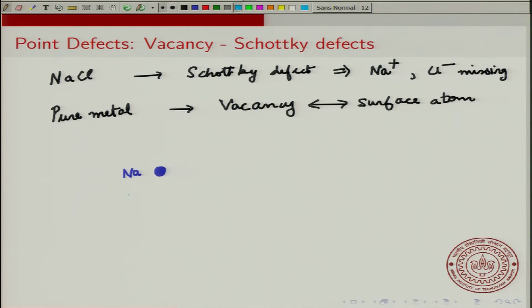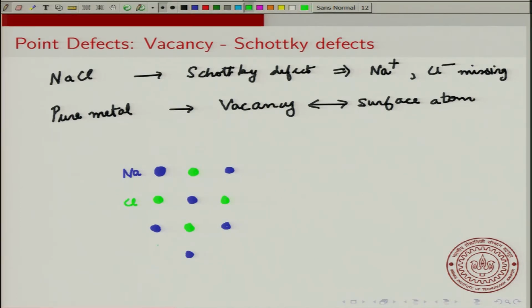Just to remind you, if I show the sodium atoms in blue and the chloride atoms in green, then sodium chloride is this rock salt structure, which you can think of as two interpenetrating FCCs. The sodium atoms will form an FCC, I am just showing one plane, and the chloride atoms will also form an FCC.